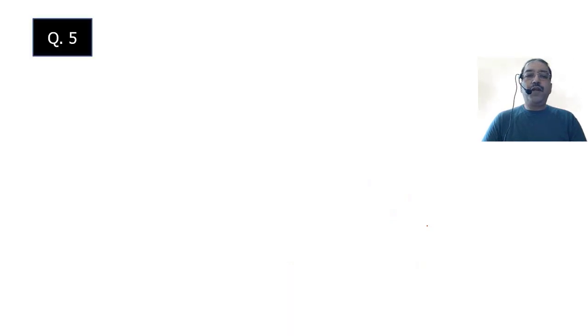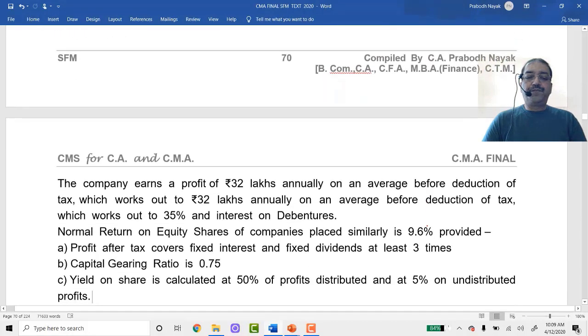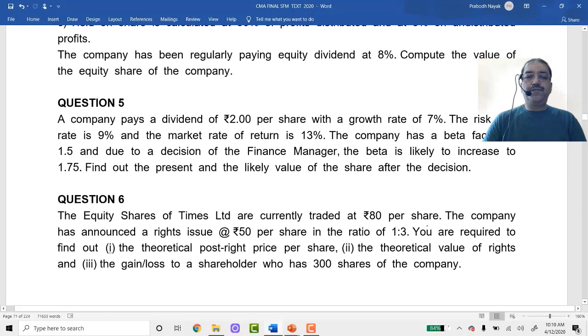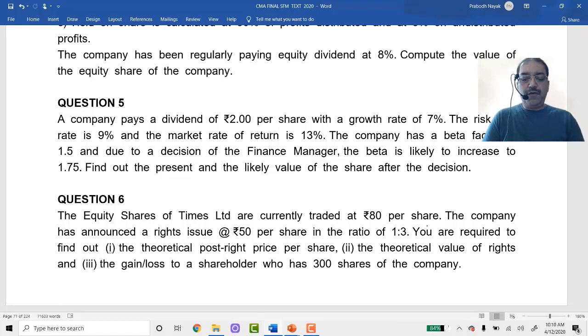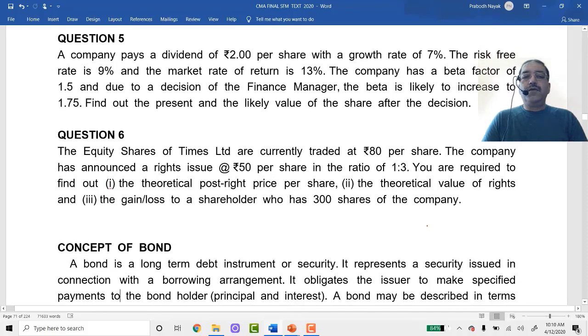Let us come to question 5 now. Question 5. Not 4, 5. First 5, then 6, then 4. Why? Because 4 is a little bit difficult, a little bit lengthy. So we'll take that afterwards.